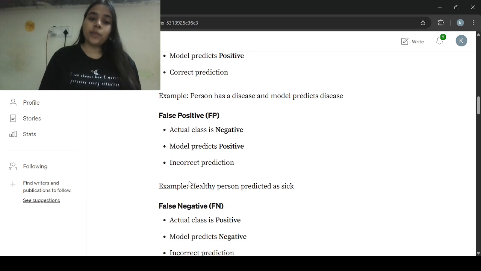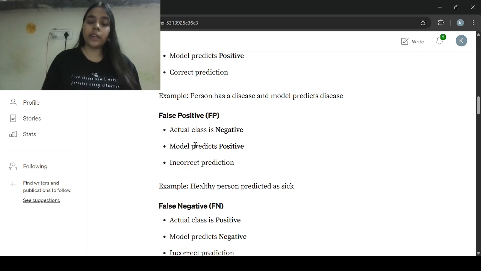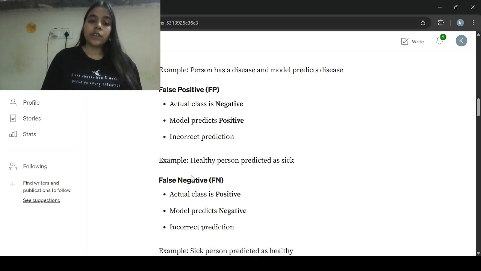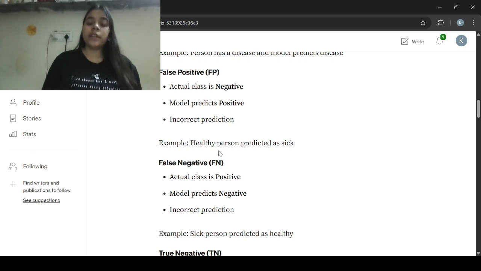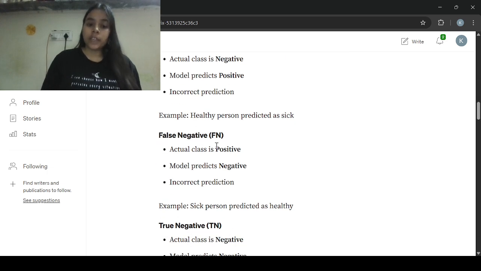Second one is false positive. In this, the data is negative and the model predicts it as positive. In this condition, the prediction is incorrect. So here we can take an example. If a healthy person is predicted as sick by the model, then this will fall under the category of false positive condition.